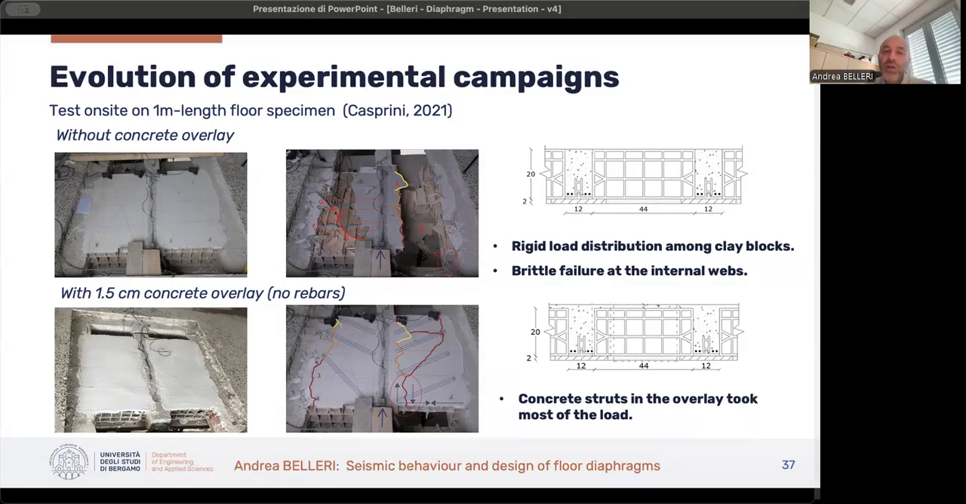So without the concrete overlay, we observed a rigid load distribution among the clay blocks with a brittle, fragile failure at the internal webs. In the case of concrete overlay, we saw that the concrete struts in the overlay took most of the load. In both cases, the failure was very fragile and brittle.